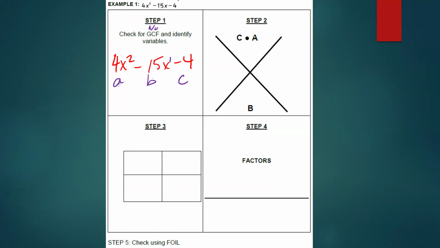In step 2, that's where our x comes into play. So you're going to draw an x in step 2. The x represents the numbers that you're trying to find. So first thing you're going to do is multiply your C term times your A term. Remember, our C term was -4, and our A term was 4x squared. So you're multiplying those two together. -4 times 4x squared is -16x squared. Our B term is the middle term, and our B term is -15x.